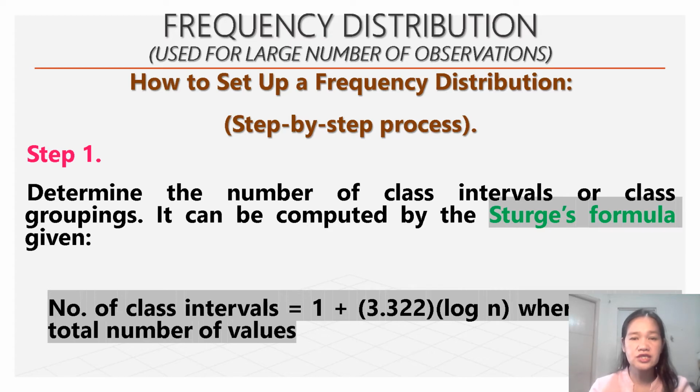Okay, following this instruction should be done. Number 1, determine the number of class intervals or class groupings. The class interval is a set of numbers defined by the lower and the upper limits of a class relative to the class size. In general, the number of classes should be between 5 and 15, depending on the number of observations. It can be computed by the Sturges formula given below.